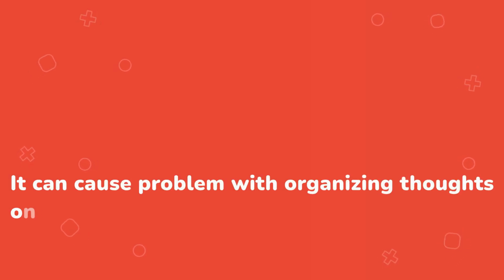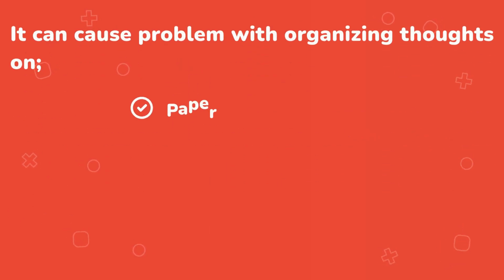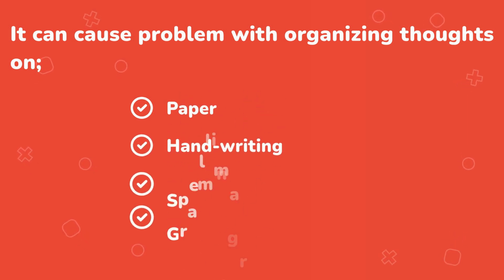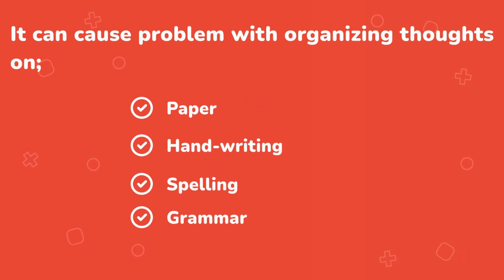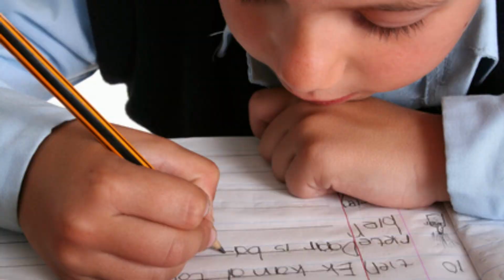Dysgraphia is a learning disability that affects written expression. It can cause problems with organizing thoughts on paper, handwriting, spelling, and grammar. Dysgraphia can be hard to diagnose since it presents differently in each student.